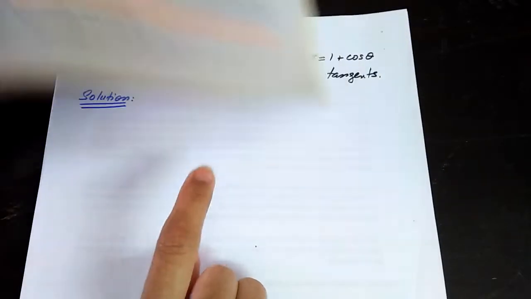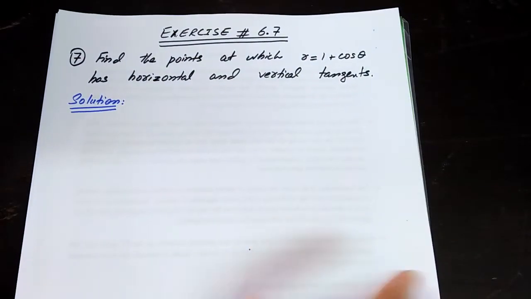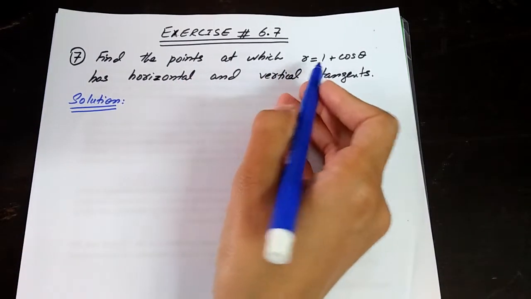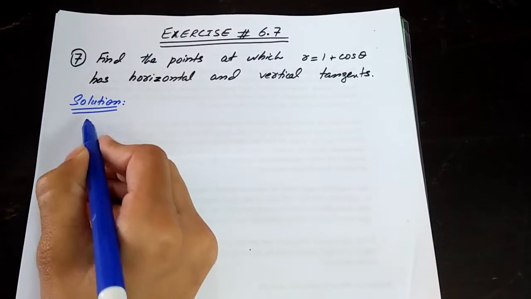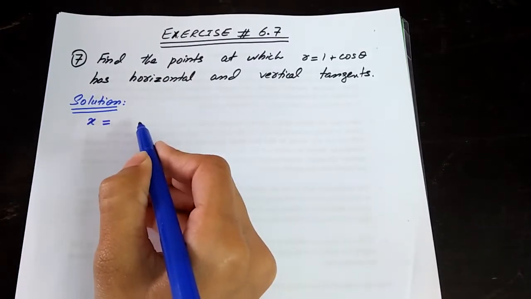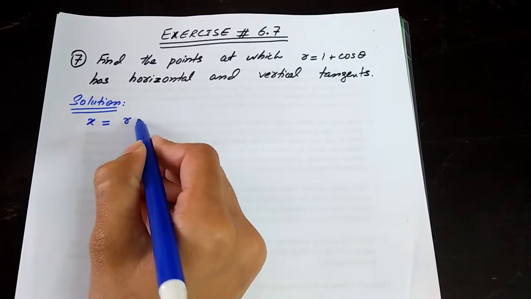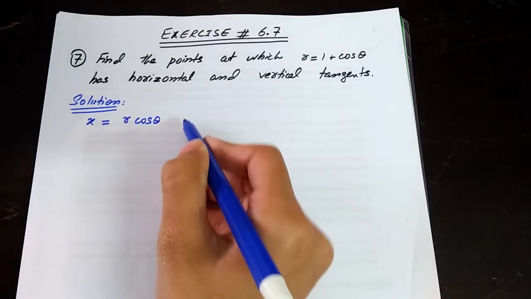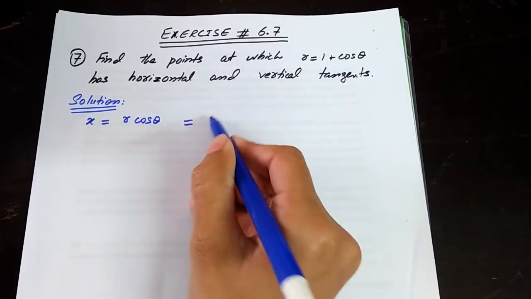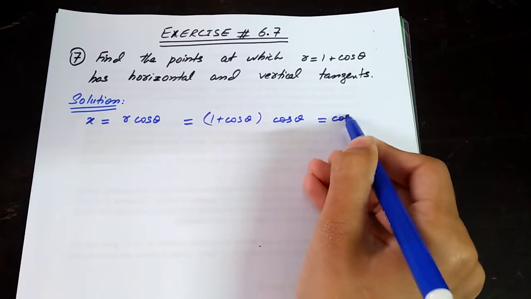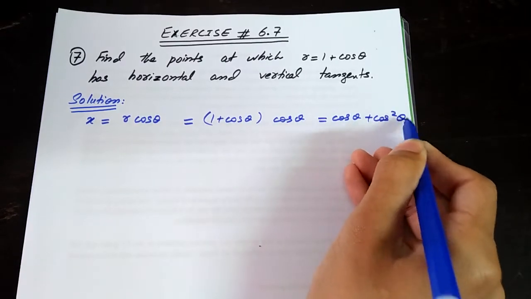So starting from question number 7: find the points at which r equals 1 plus cos theta has horizontal and vertical tangents. Now we have r equals 1 plus cos theta. We need the parametric equations, that is x and y. x equals r cos theta, which is 1 plus cos theta times cos theta. So x equals cos theta plus cos square theta.